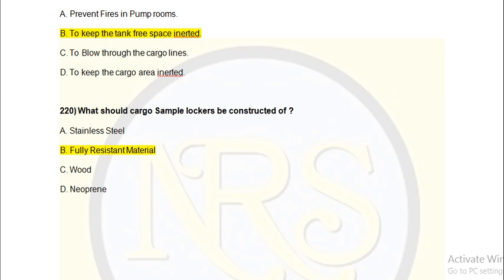It can be kept in the paint locker, but there should be a sprinkler system and proper ventilation has to be carried out before the person enters, and also that area has to be checked before entry with a gas meter. These are the requirements. So question number 220, option B is the correct answer.